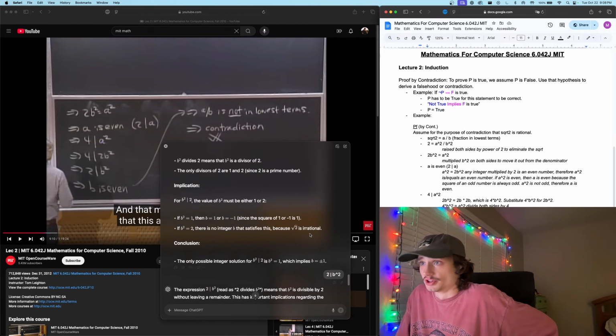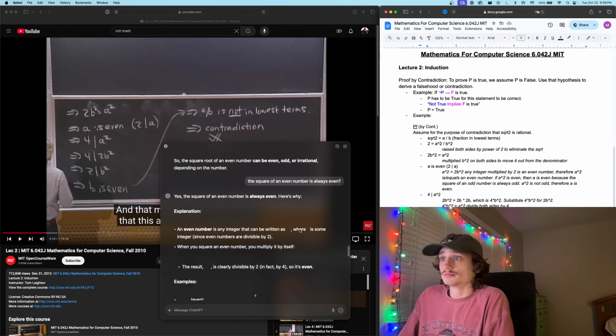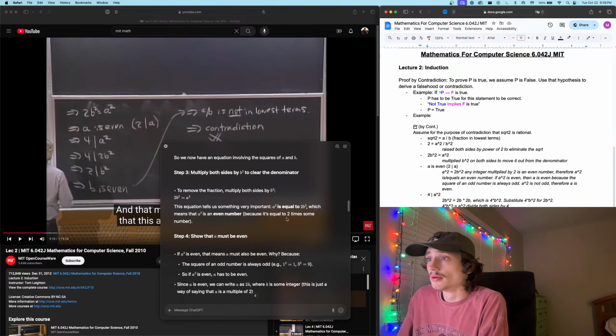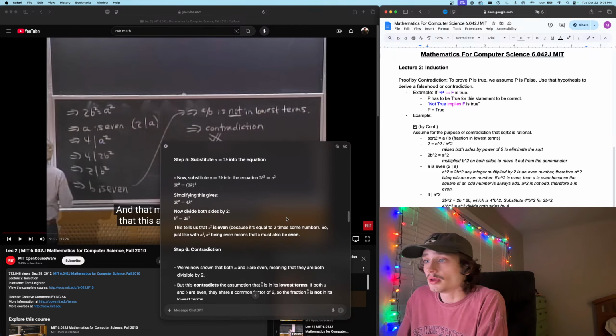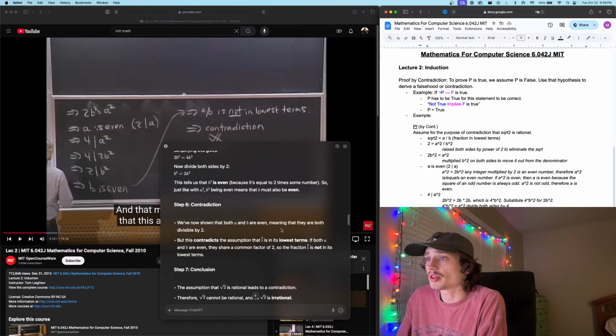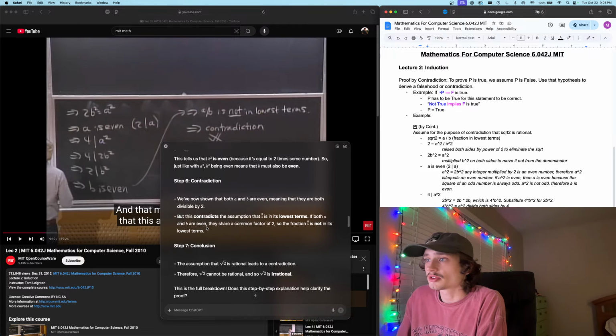So the contradiction is we've shown that both a and b are even, meaning they're both divisible by 2. But this contradiction assumes that a divided by b is in lowest terms. If a and b are even, then they share a common factor 2. So the fraction a over b is not in its lowest terms.